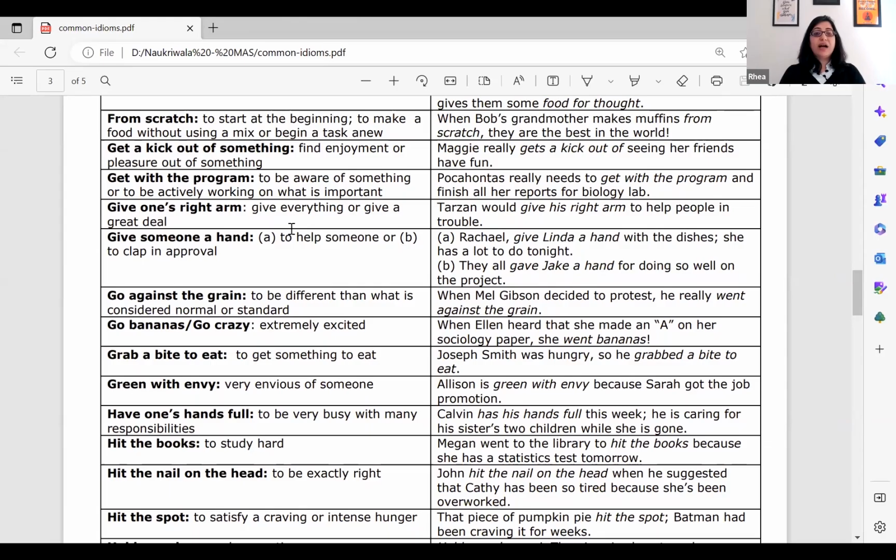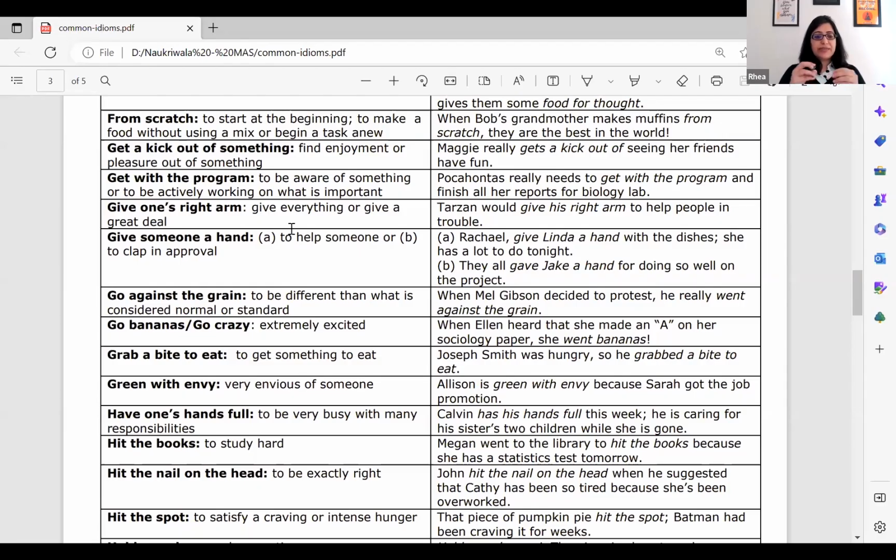Give one's right arm, right hand, as we say, right arm. Give everything, or do a very, very good deed. So Tarzan would give his right arm to help people in trouble. He would give away his everything to help people, right?